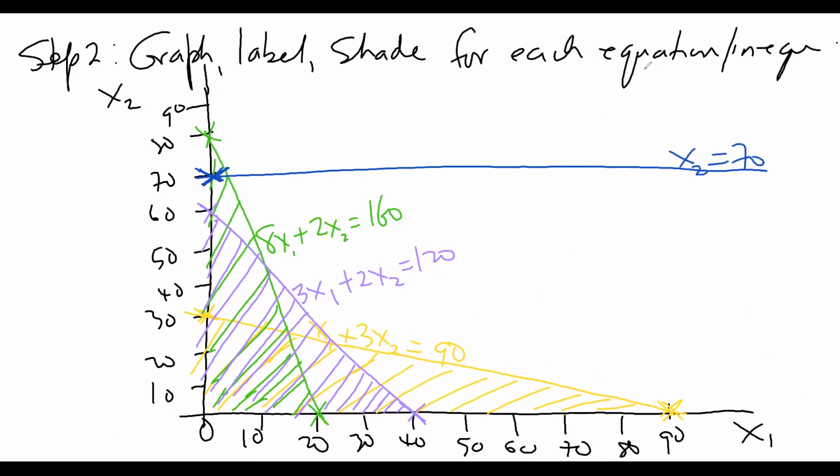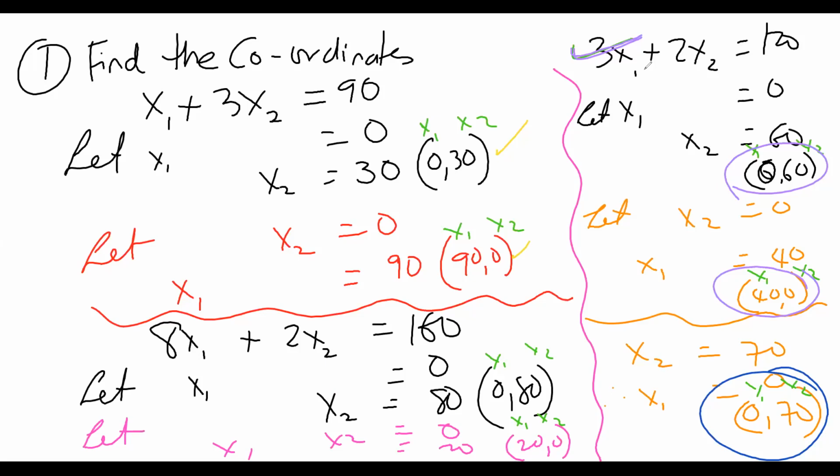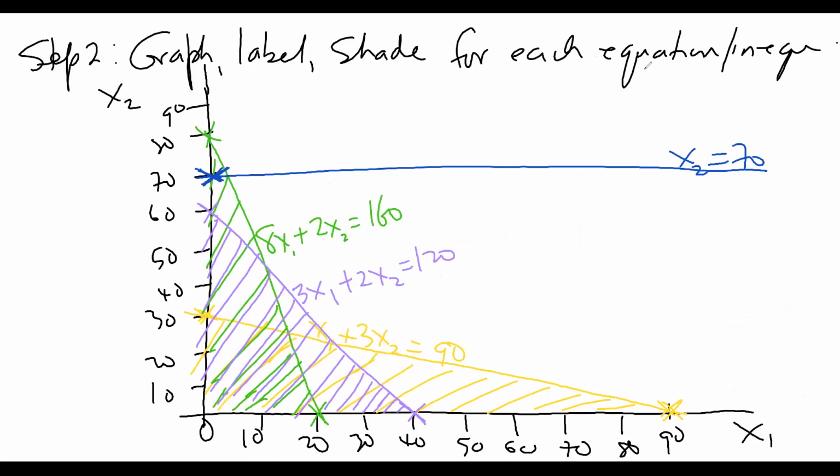Now it says x2 less than or equal to 70. So where do I need? The top or the bottom of the line? To the top or to the bottom?